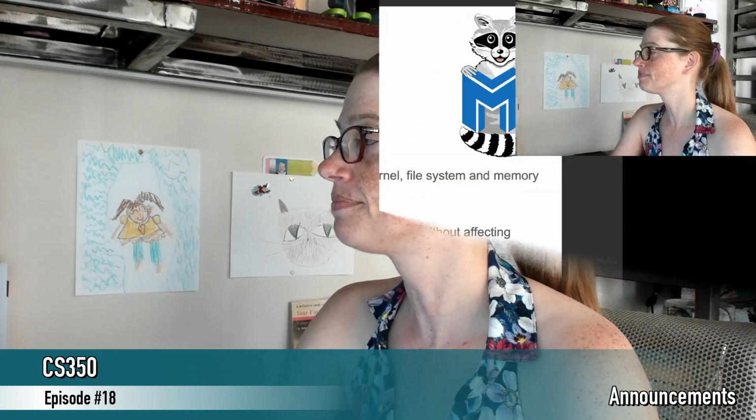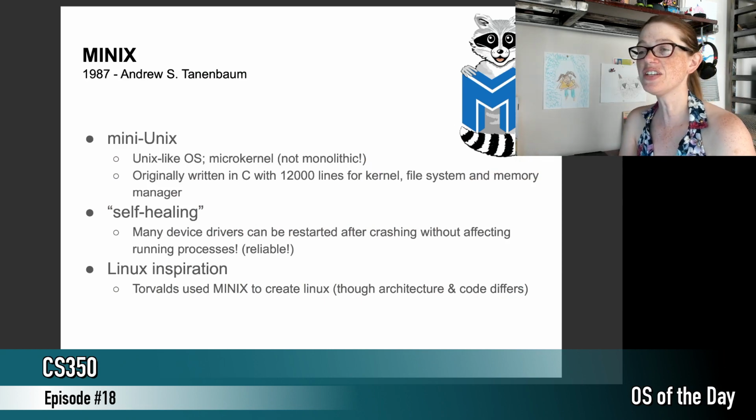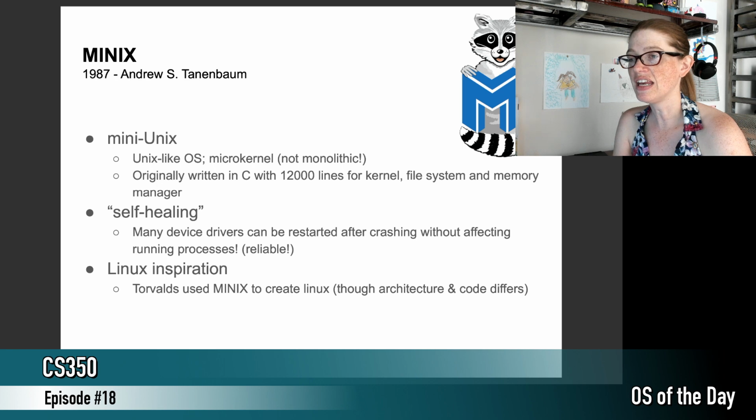But first, let's look at our OS of the day. So today's OS is called Minix. And Minix was released in 1987 by a gentleman by the name of Andrew Tenenbaum, who is a well-known operating systems researcher and author of several textbooks.